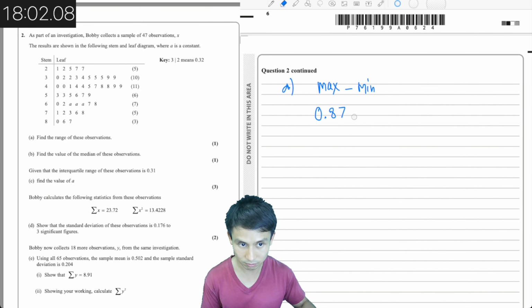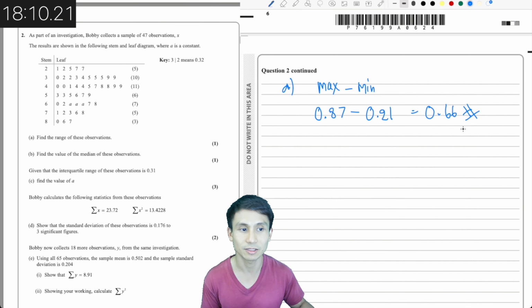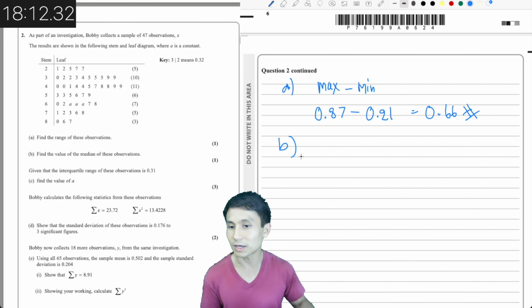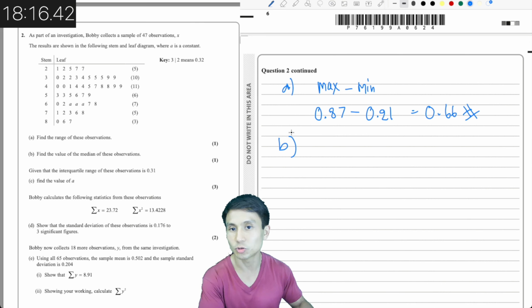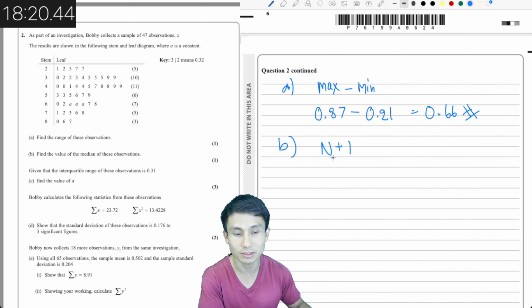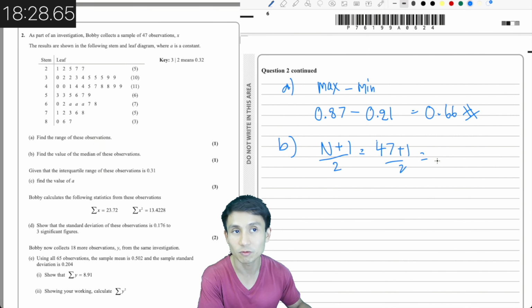Minus the minimum one, which is 0.21. So that's 0.66. That's the range. B, find the value of the median of these observations. The median for discrete data will be at n plus 1 over 2, where n is the total number of observations. So 47 plus 1 over 2, that's 48 over 2, that would be 24.